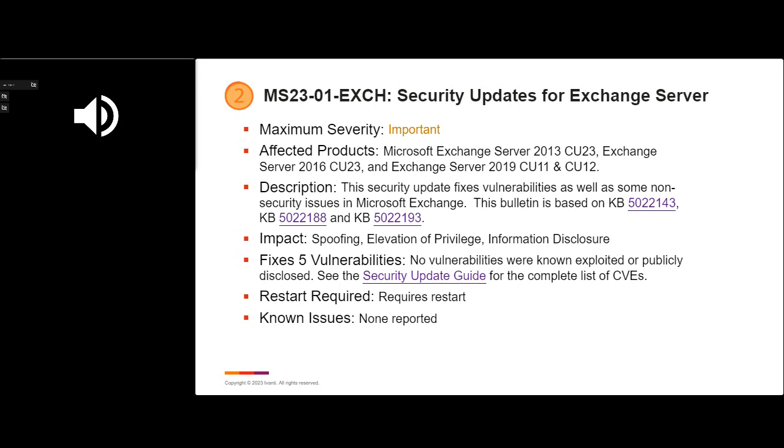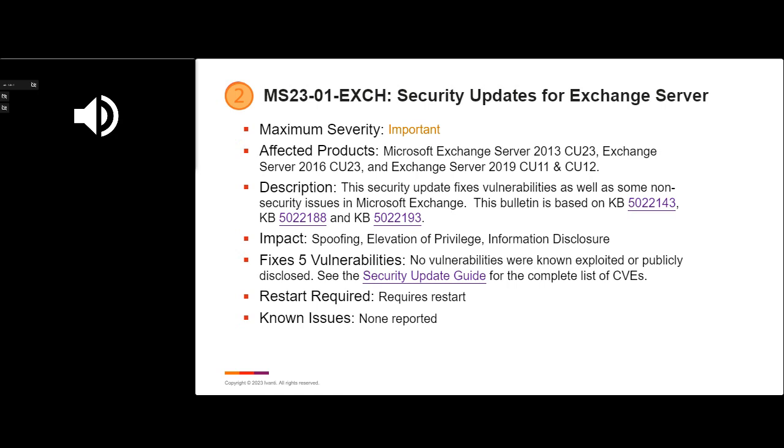We saw Exchange 2013 CU23, Exchange 2016 CU23, and the latest two supported versions, CU11 and CU12 of 2019. They did address 5 vulnerabilities across all of these different versions of Exchange. It was only rated important this month. Again, none of these vulnerabilities were known, exploited, or publicly disclosed.